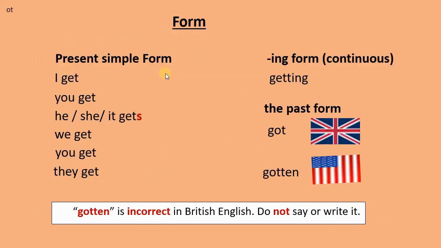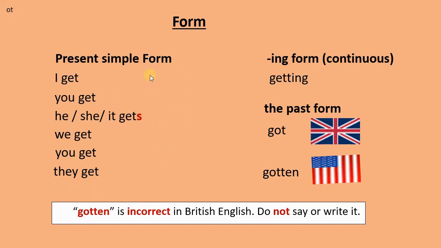Present simple form is I get, you get, he, she, it gets. Very important, this is the only one that changes. We have the S at the end. We get, you get, they get. Okay, so this is in the present simple tense.